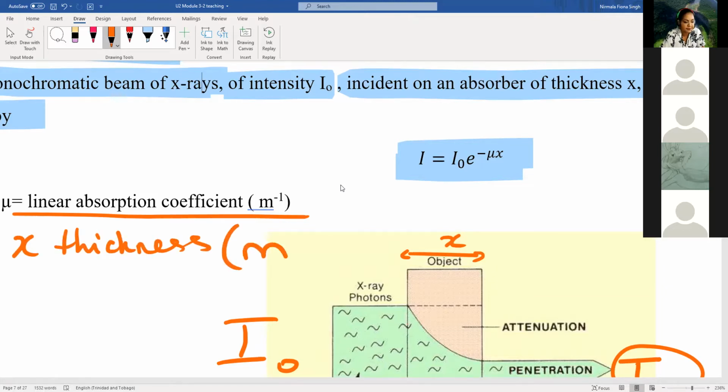And remember here, x is the thickness of your material. Please note that this must be in meters in order to cancel out your per meter. So it's a really simple equation. Anybody want to make a guess why I have a negative sign here? Why do we have a negative sign in an exponential equation? To indicate what? That's an easy question.